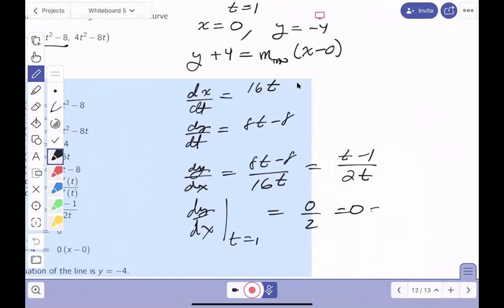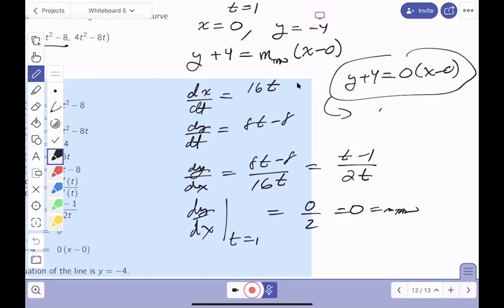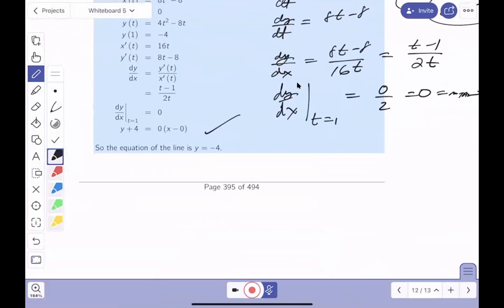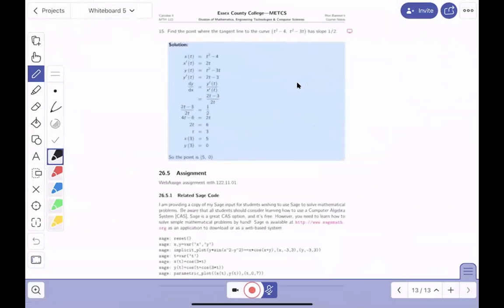So this is going to be m tan now. So what do I get? Y plus 4 equals 0, x minus 0. That's an okay answer, by the way. But more appropriately, y is equal to minus 4, right? Let's take a look at the work. And I'm seeing that over here, all right? We're just doing homework, by the way.